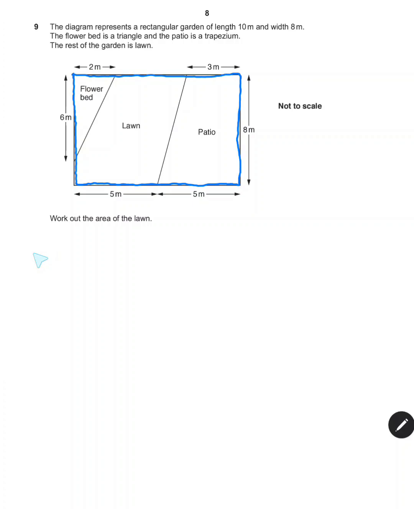And I'm just going to do that now. So the garden is a rectangle. It is 8 meters high. And across the bottom we can see it's 10 meters across. So I can work out the area of that, which is just a rectangle. 8 times 10 equals 80 square meters.